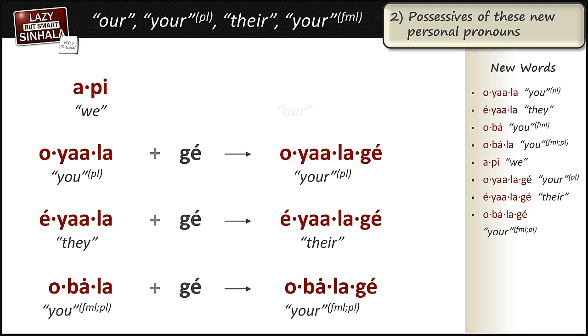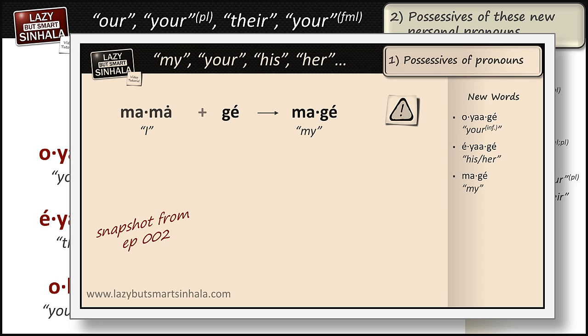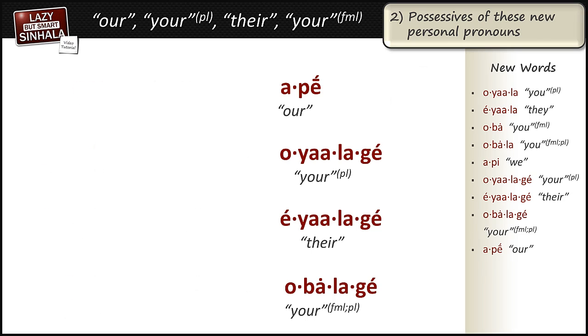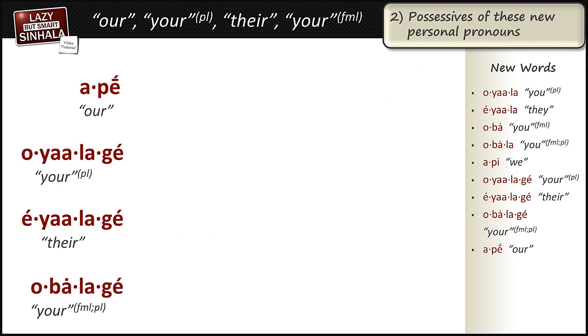Let's find out how to say "our" in Sinhala. You'll remember from episode 2 that we came across an exception to this possessive rule when we learned that the possessive of mama was mage. In the same way, pay attention since the word for "our" is also an exception. You would expect to take the word api, add the indicator ge to construct the word apige, but this is wrong. Instead, the correct word for "our" is ape. Ape.